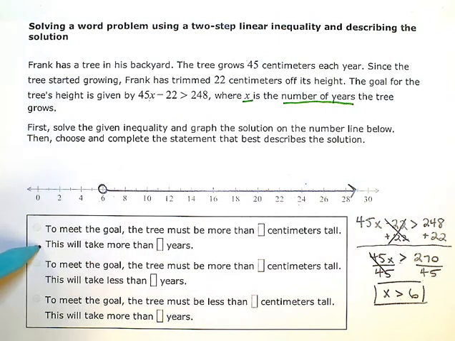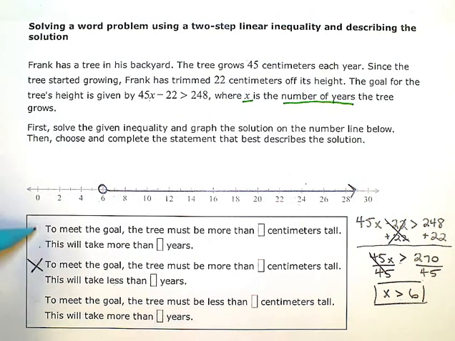All right, then choose and complete the statement that best describes the solution. To meet the goal, the tree must be more than blank centimeters tall. This will take more than blank years. Now, I can answer part of this right now because the x I know is number of years, and it has to be greater than 6. So this second statement, I want it to say more than, and we're going to fill in 6 years. We need more than 6 years here. That's what my inequality says. So I know this one is out because it talks about taking less than a number of years, and that's not what our solution is.